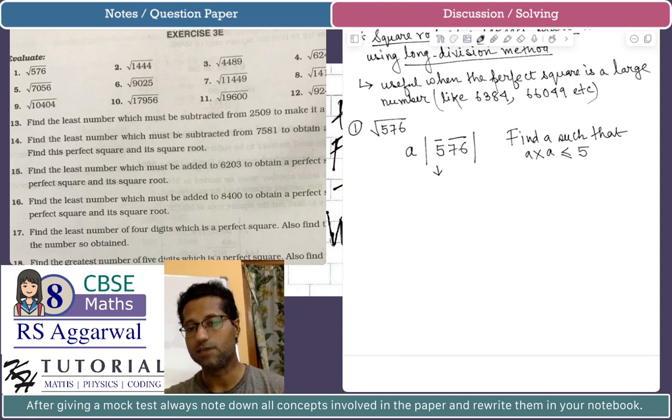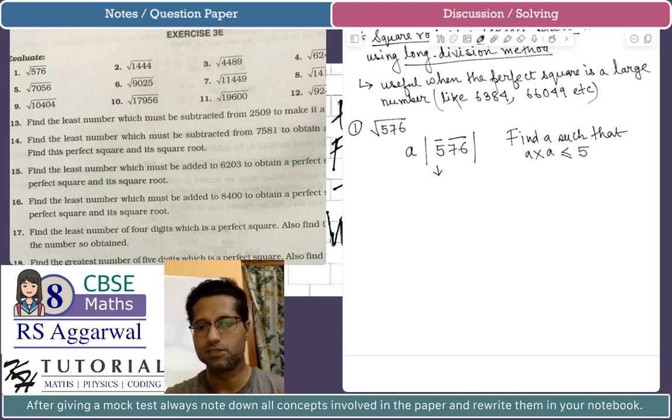So you have this A, which must be the maximum digit, the largest digit A, such that A multiplied by A is less than or equal to 5. In this case, A equals 2.